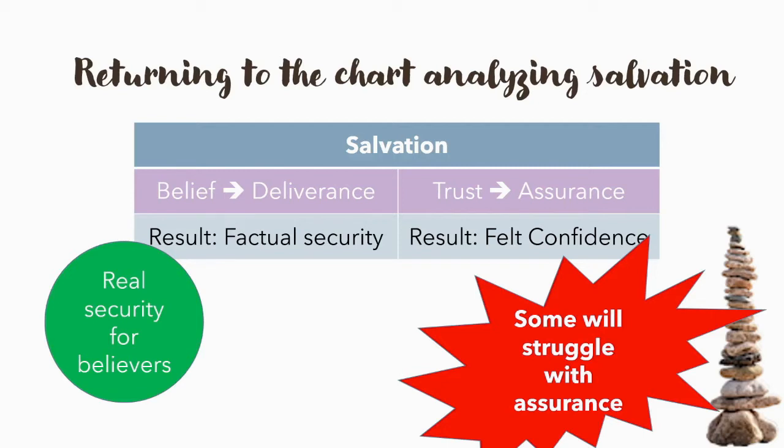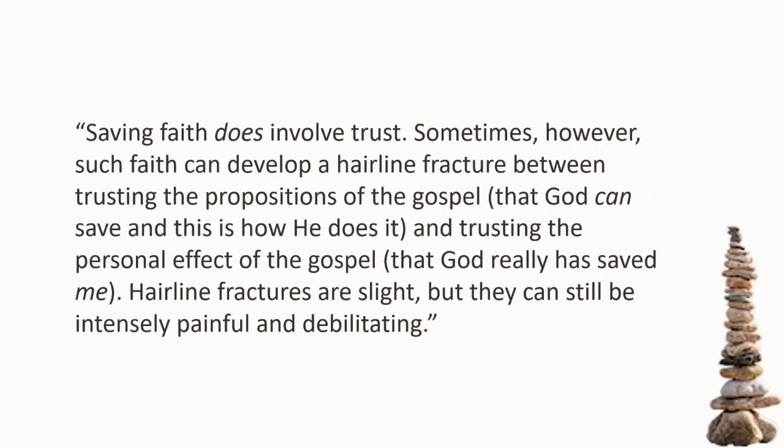So Talbert gives us an analogy here that I'd like to help us with. Saving faith does involve trust. Sometimes, however, such faith can develop a hairline fracture between trusting the propositions of the gospel, that God can save, and this is how He does it, and trusting the personal effect of the gospel, that God really has saved me. Hairline fractures are slight, but they can still be intensely painful and debilitating. So he uses that as an illustration: whatever the reason, things have happened and we struggle with trust. The struggle ultimately comes down to the all too human tendency to doubt God's words, even when you believe they are true.